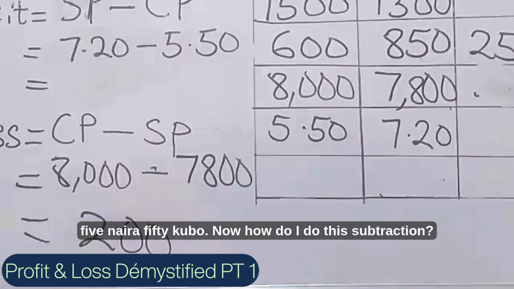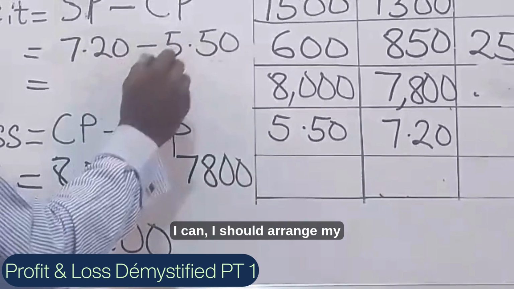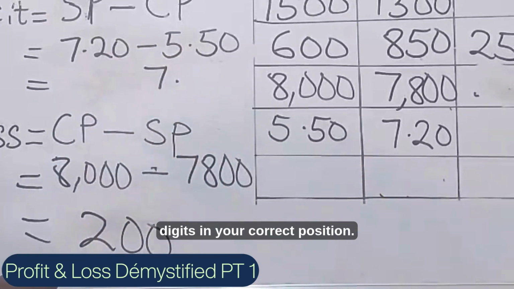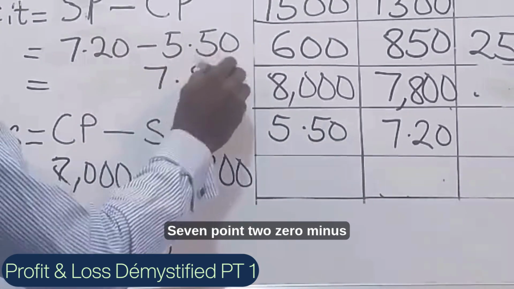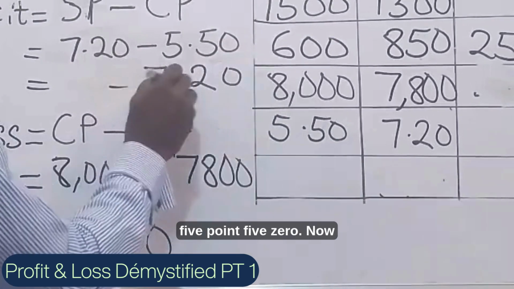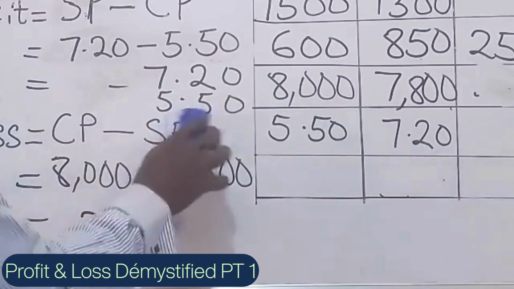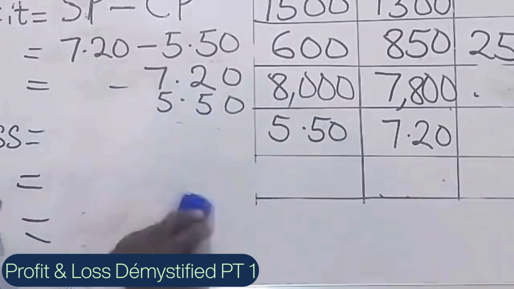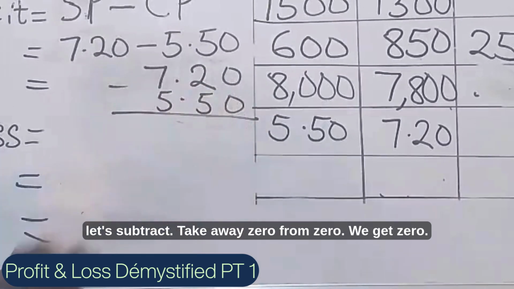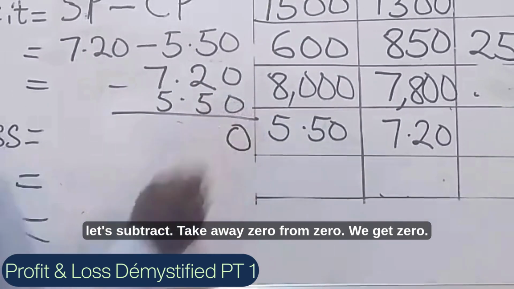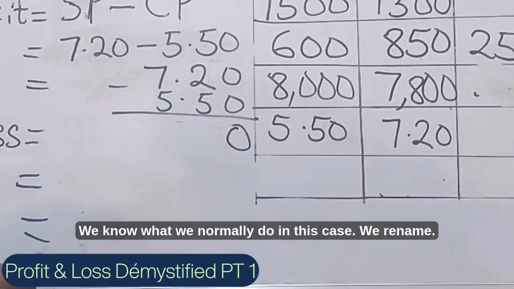Now how do I do this subtraction? I should arrange my digits in the correct position. 7.20 minus 5.50. Now let's subtract. Take away 0 from 0, we get 0. Now can we take away 5 from 2? We know what we normally do in this case.